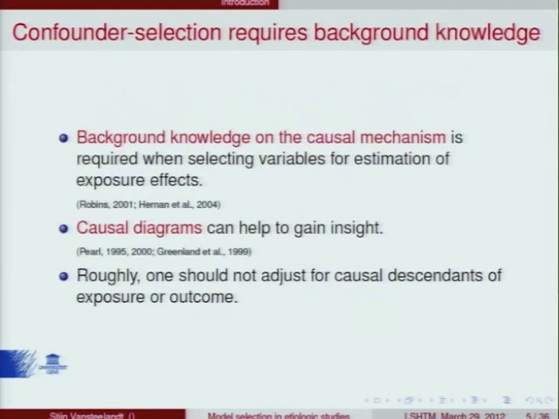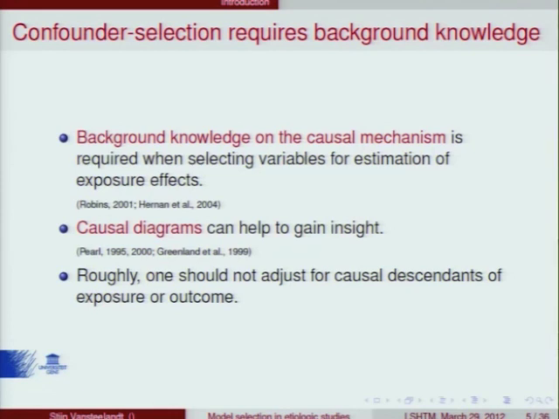So that's one concern, and the bottom line is that if we want to do confounder selection, if we want to select covariates to adjust for in order to control for confounding, then there is no escape from using some background knowledge on the causal mechanism. And this background knowledge is typically ignored in the traditional variable selection processes. So roughly, the idea is that you don't want to adjust for descendants of exposure or outcome, so covariates that may have been influenced by either exposure or outcome.